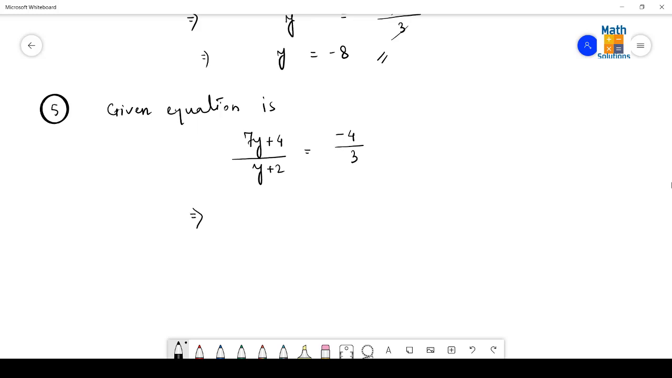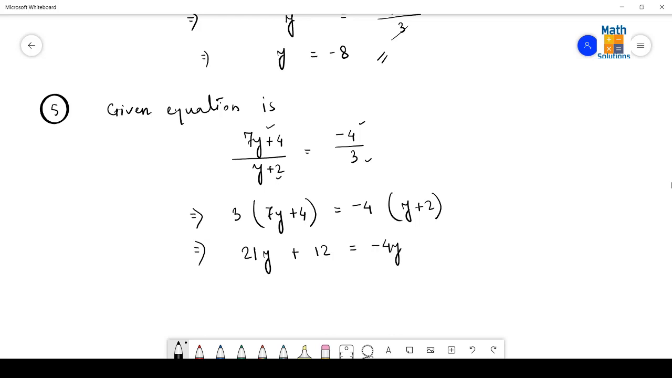Now let us check. Similarly, we have to proceed, this term will have to be multiplied to 3. Like 3 into 7y plus 4 is equal to, next on the right hand side we shall have minus 4 into this term. That means minus 4 into y plus 2. On simplifying both the sides, we shall get 21y plus 3 fours are 12. That is equal to minus 4 into y, it will be minus 4y, then minus plus, it will be minus, then 4 into 2, it will be 8.